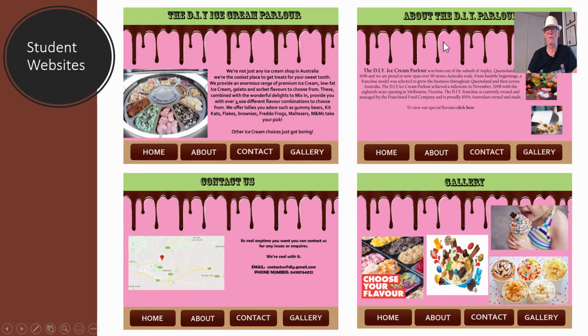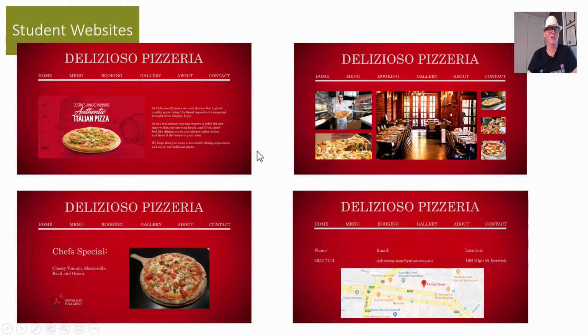I really like the ice cream one with the dripping chocolate. That looks delicious. This is great using red for pizza, kind of red and yellow as the theme. I really like that one.